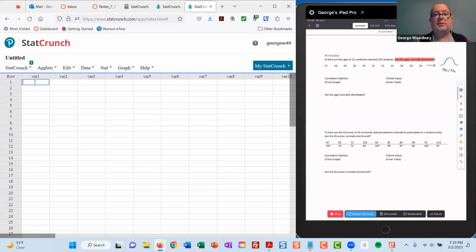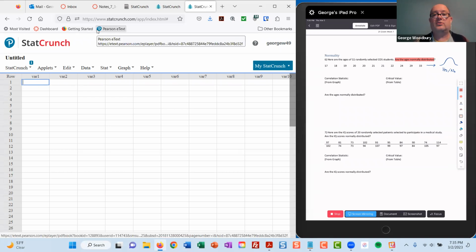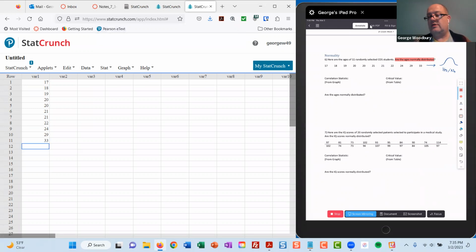I'm going to type problem 6 underneath where it says var1: 17, 18, 19, a couple of 20s, a couple of 21s, 22, 24, 29, and 33. So there are the 11 values.